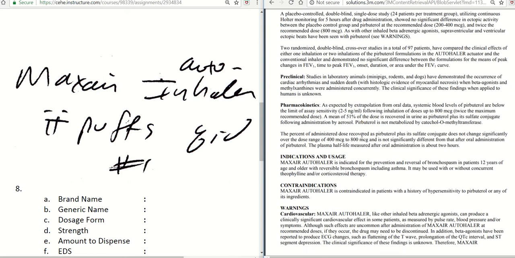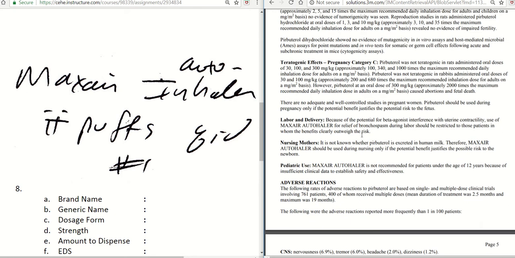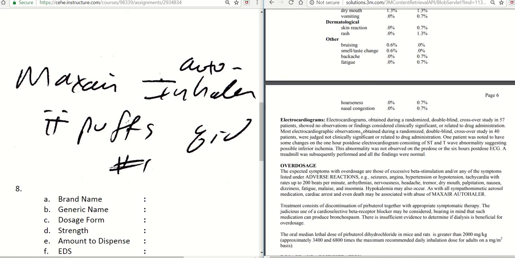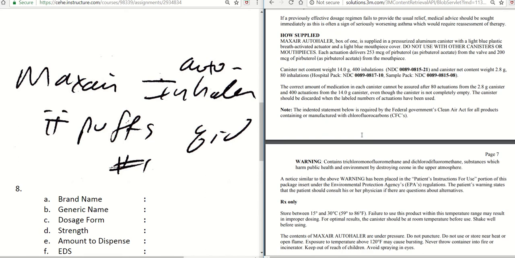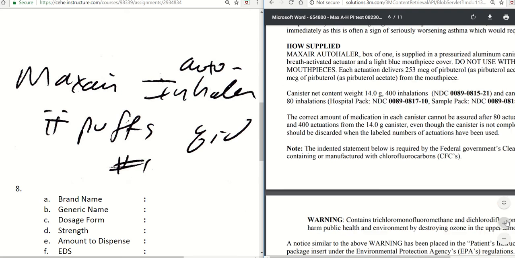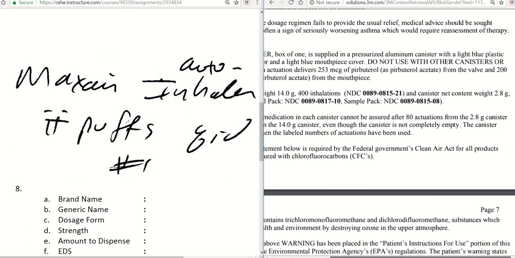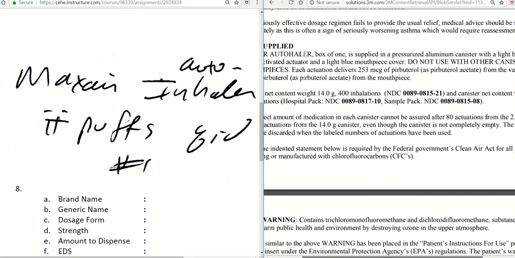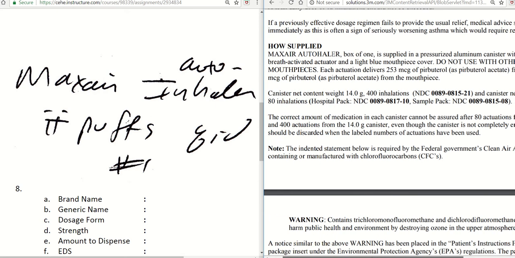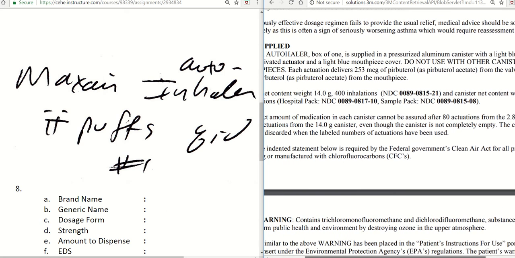Description, clinical trial, warnings, diuretics, adverse reaction, overdose, dose. Alright, how supplied. So this is the area we'll need. Let me zoom in a little bit. Alright, how supplied. 14 grams per container. You get 400 inhalations. And how much drug do you get? Oh, 200.